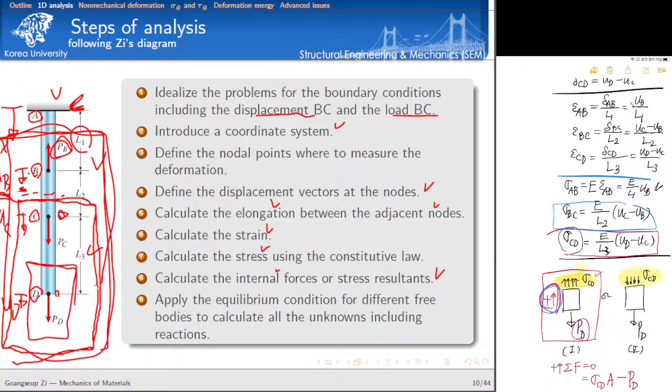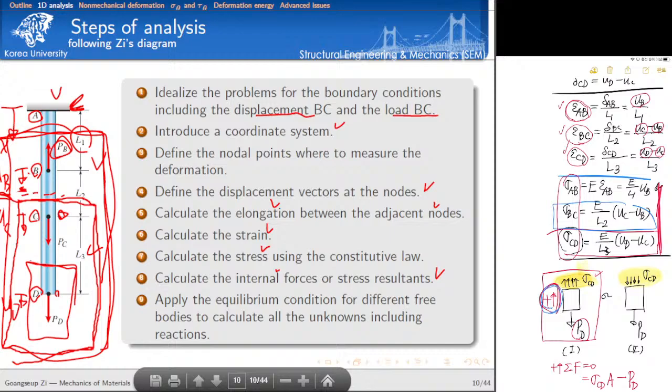Here make sure that using the nodal information of the nodal displacement, UB, UC, and UD, I can calculate the strain in AB segment, BC segment, CD segment. So once I have the information of the strain, let's put the strain into here. Then we can calculate the stress values. Is it clear? It's very easy, isn't it, right? Do you have any questions?